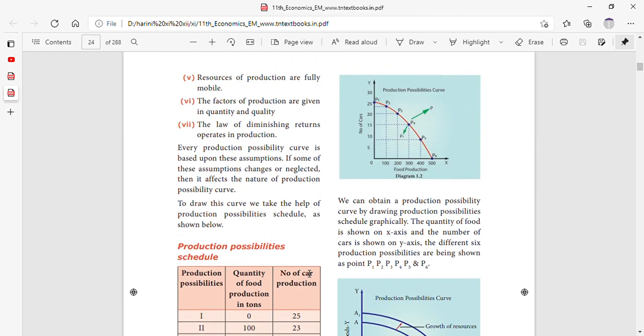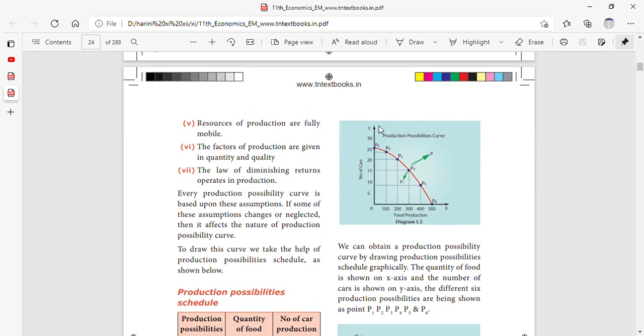So this is the production possibility curve. It is marked in this graph. Here, food production is on the x-axis, and on the y-axis there is the number of cars. So they are plotting it on a map. If you take this point, 500 food production செய்யலாம், ஆனா ஒரு கார் கூட manufacture பண்ண முடியாது. And point P4, you can have 15 cars and 300 tons of food.